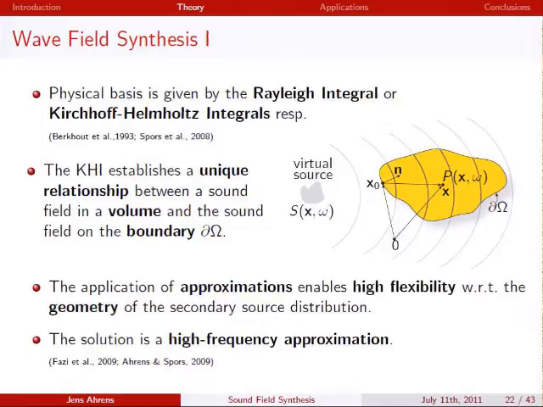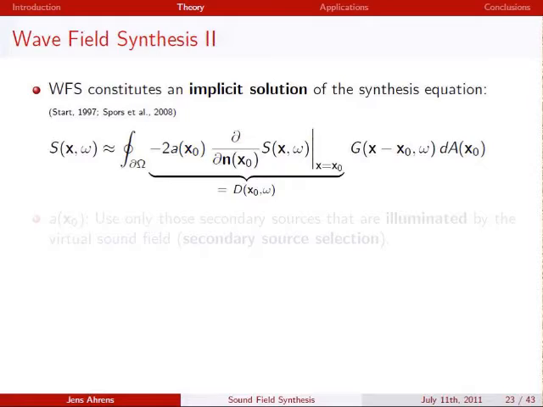In order to arrive at a practical solution, you have to apply a number of approximations, which then yield a very simple driving function, which can be implemented very efficiently, and which is then only a high-frequency approximation of the correct solution. But this is not a problem, as I will show in the following slides. One slide in between. This is then a mathematical formulation.